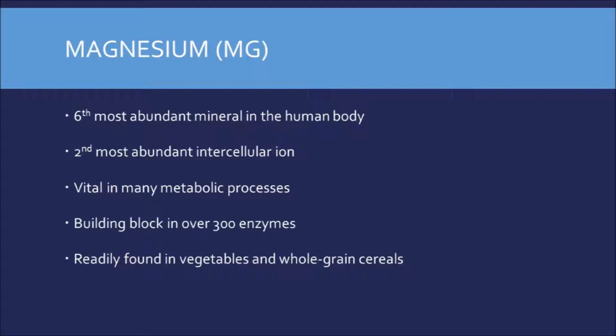Magnesium is a very important mineral. It is the sixth most abundant mineral in the human body, although it is the second most abundant intracellular ion. Magnesium plays a vital role in metabolic processes such as glycolysis, oxidative decarboxylation, DNA synthesis, degradation, and replication, as well as RNA transcription. Magnesium is a building block to over 300 enzymes, including all of the enzymes associated with ATP use and production.